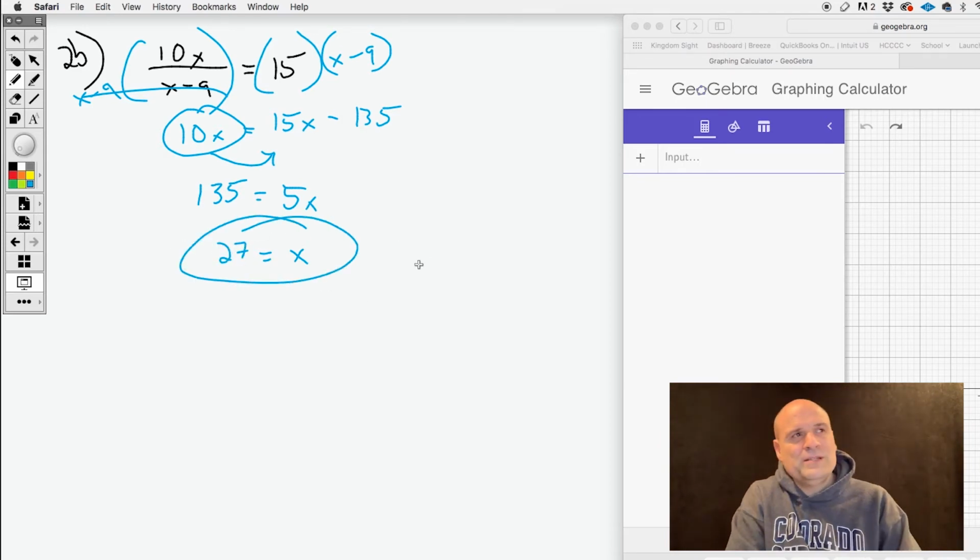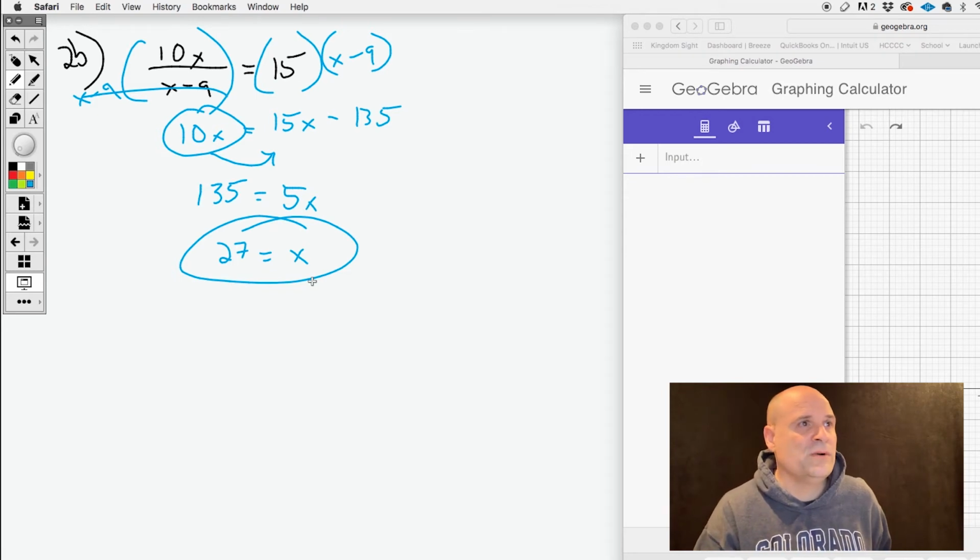All right, let's plug in 27 here. Does it break that? Nope, it doesn't break it. So this is a good solution. Let's test it, make sure it works.